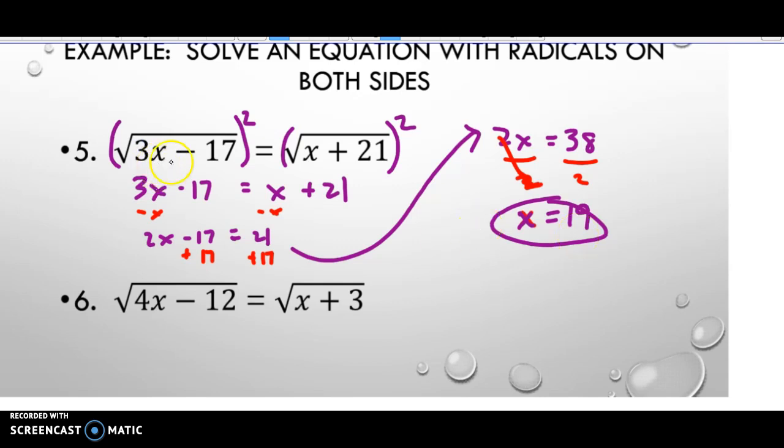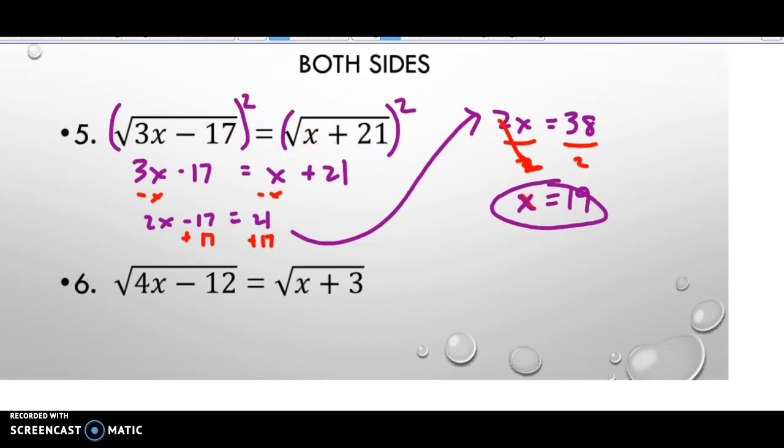So when I put 19 in for x, 3 times 19 is 57. 57 minus 17 is going to be 40. So I have radical 40 on this side. If I put 19 in here, 19 plus 21 is 40. So I have radical 40 equals radical 40, which is true.